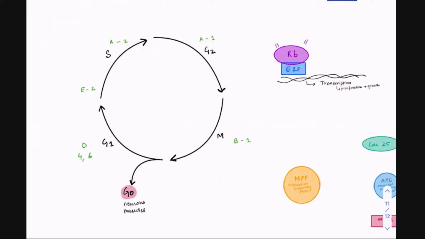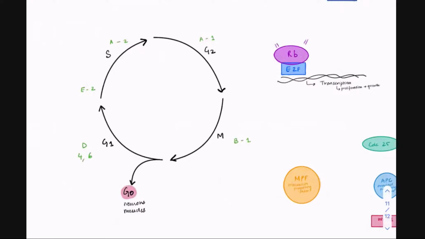So the question we ask ourselves is, who runs the cycle? Okay, who pushes for growth? And the answer to that is our cyclins and our cyclin-dependent kinases. So you can see in this picture here that in each phase of the cell cycle, we have a unique cyclin that's working with unique CDKs.